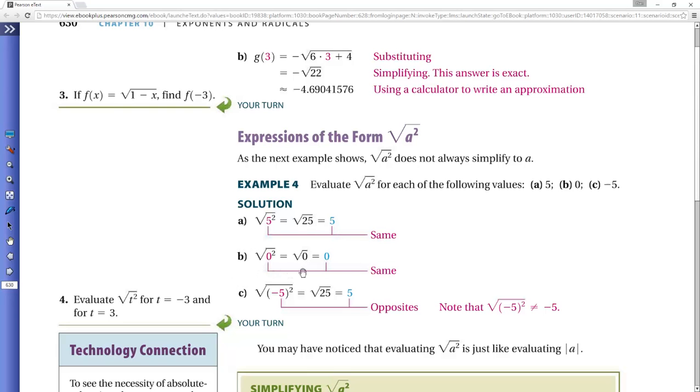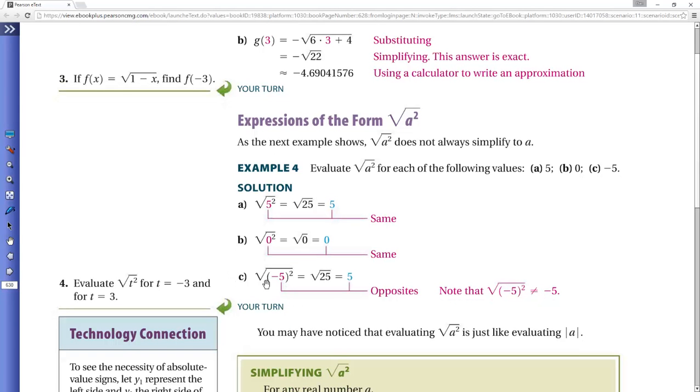0 squared is 0, the square root of 0 is 0, so on. Now in this case, if I had a negative 5 in here, I do square that first, which gives me positive 25, so I get the same solution of 5, because a lot of it has to do with this principal square root thing.